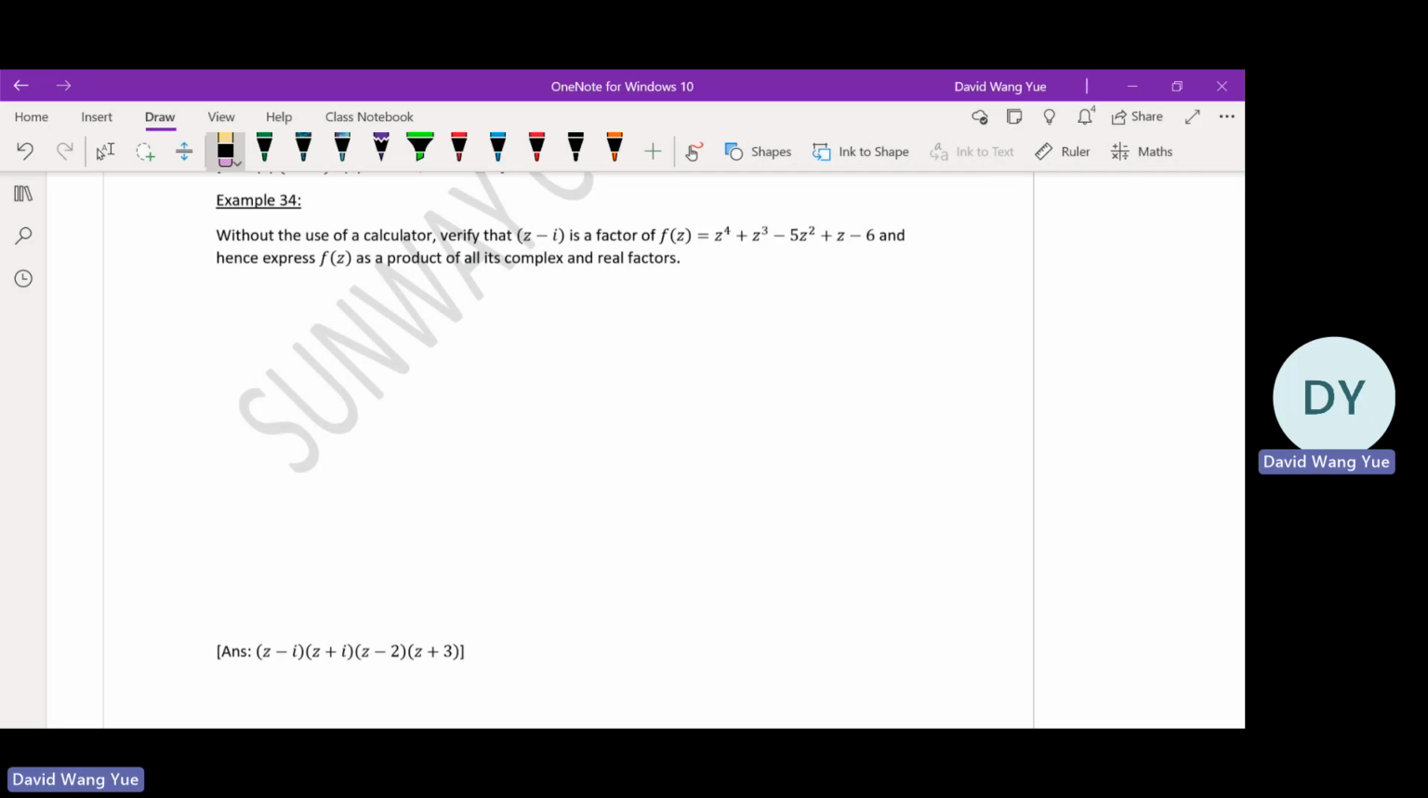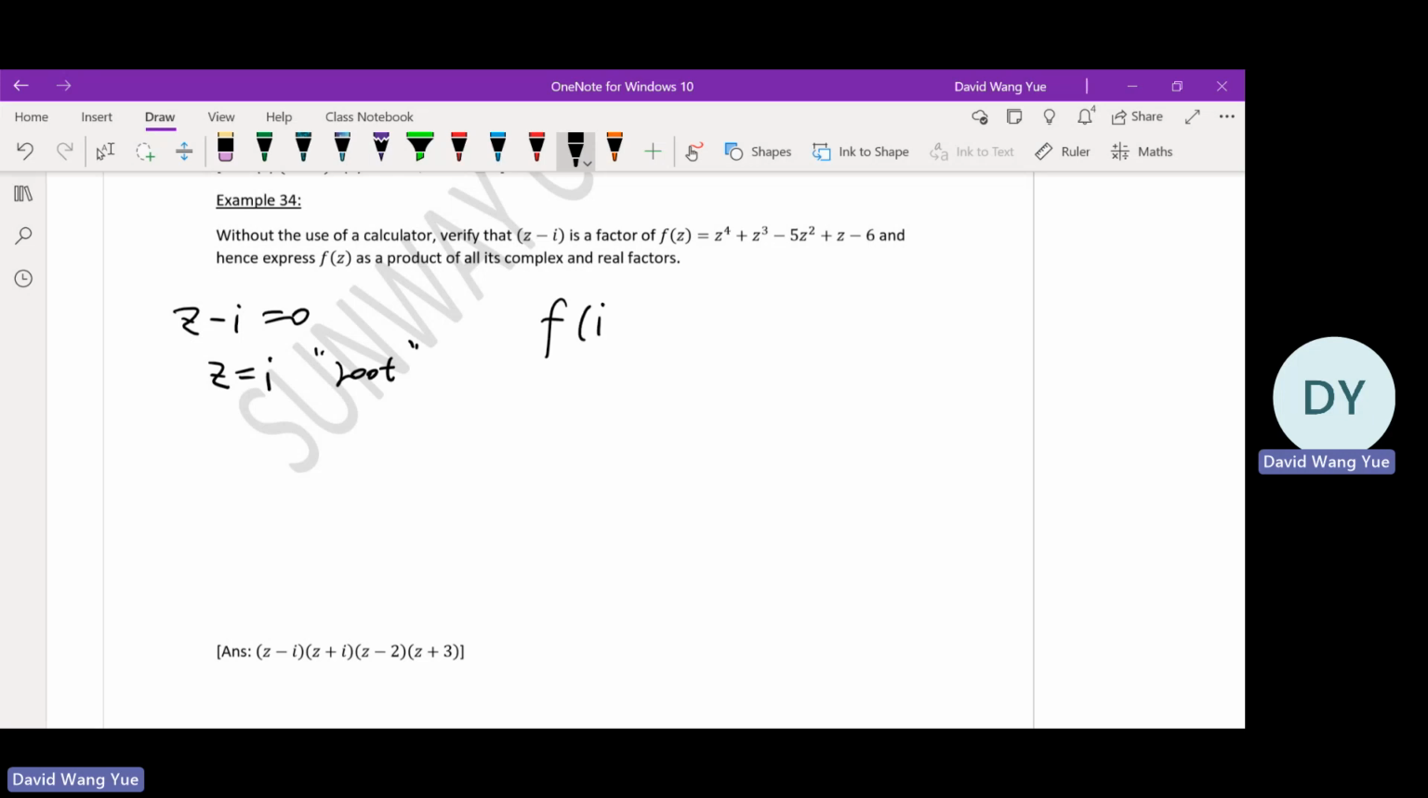Example 34. Without using the calculator, verify that z minus i is a factor and express f(z) as a product of all its complex and real factors. Okay, now to verify that z minus i is a factor, we get z equals i as a root.